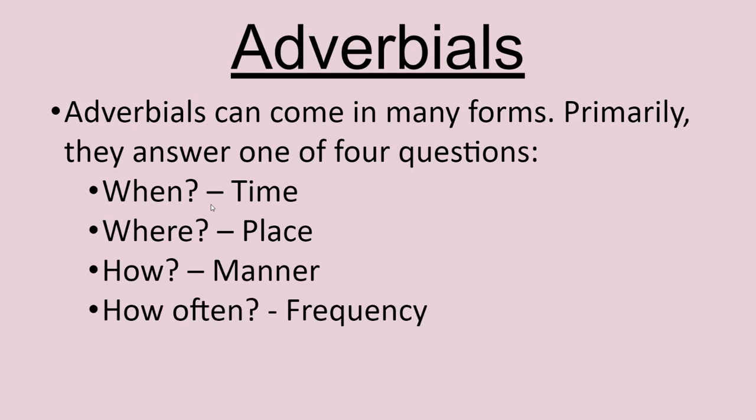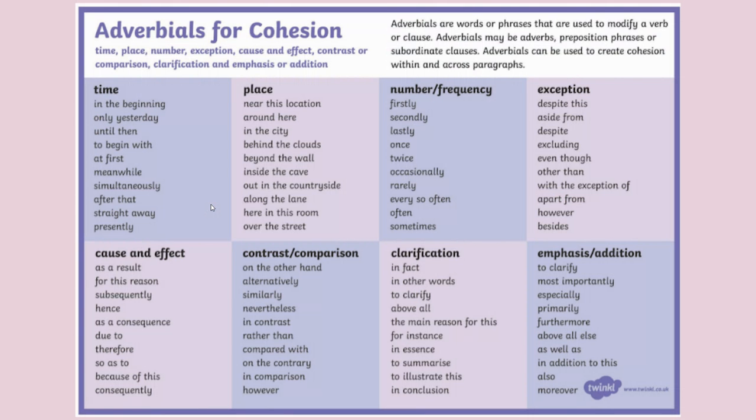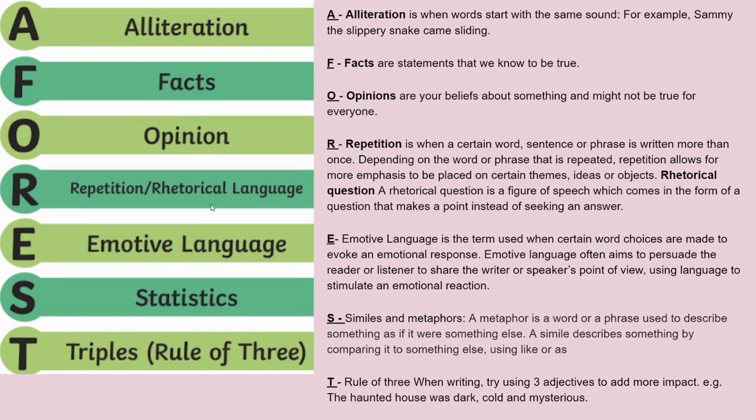It also breaks down what are adverbials for you, giving different examples, and also adverbials for cohesion. They're very similar to fronted adverbials. However, adverbials for cohesion show time, place, number, exception, cause and effect, contrast or comparison, clarification or emphasis or addition. And they are words or phrases that are used to modify a verb or clause. Adverbials may be adverbs, prepositional phrases, or subordinate clauses. Adverbials can be used to create cohesion, so that's making sense within and across paragraphs. So you can basically link paragraphs or words or sentences together.